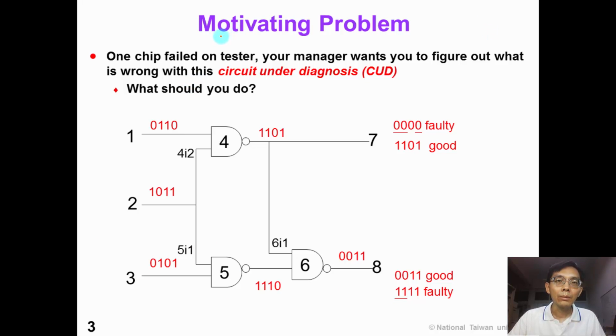Here is one motivating problem. Suppose we tested one chip on the tester. For the good circuit, the output of pin 7 is supposed to be 1101. But this particular chip produces all zero output. And your manager wants you to figure out what is wrong with this circuit under diagnosis, or CUD. What should you do?